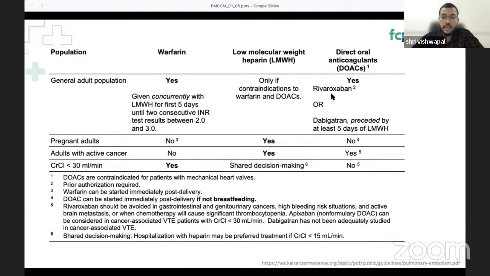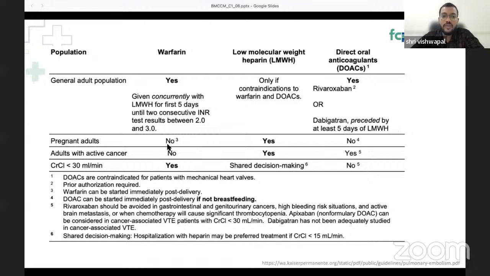So it can be either rivaroxaban or dabigatran or apixaban. If you're going to start with rivaroxaban, you can start immediately after parenteral anticoagulant, or after 2 days of parenteral anticoagulant. If you're going to start with apixaban, the same applies. If you're going to start dabigatran, you have to start at least 5 days after low molecular weight heparin.